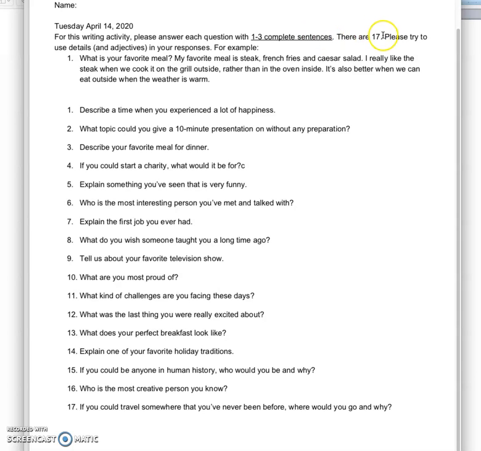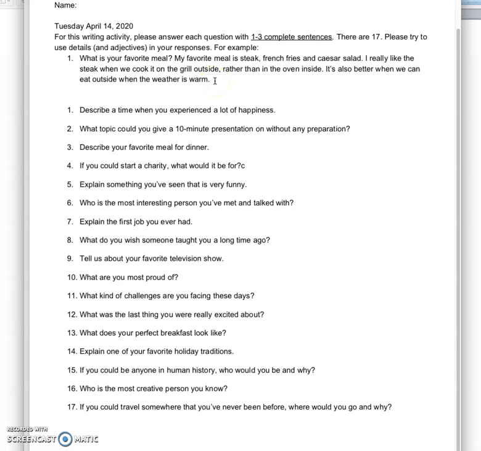What I'd like you to focus on is writing using details. And this could be adjectives describing nouns, action verbs, adverbs describing verbs. So I gave you one example here. So for example, what is your favorite meal? So I responded with three complete sentences. My favorite meal is steak, French fries, and Caesar salad. I really like the steak when we cook it on the grill outside rather than in the oven inside. It's also better when we can eat outside when the weather is warm.